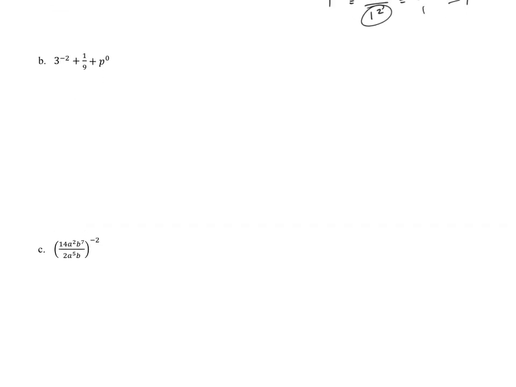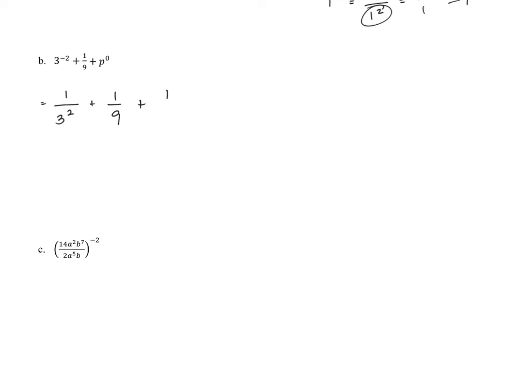Alright, let's take a look at another example. We have 3 to the negative 2 power plus 1 over 9 plus p to the 0. Well, let's see. 3 to the negative 2 power, we have to get rid of that negative, so we use the fish out of water rule. That'll be 1 over 3 to the second power. Plus 1 over 9. There's nothing we can do to that one. It doesn't have any exponents. And then plus p to the 0. Well, anything to the 0 is 1.